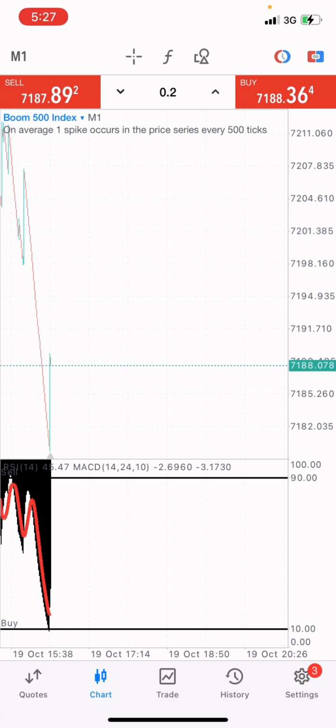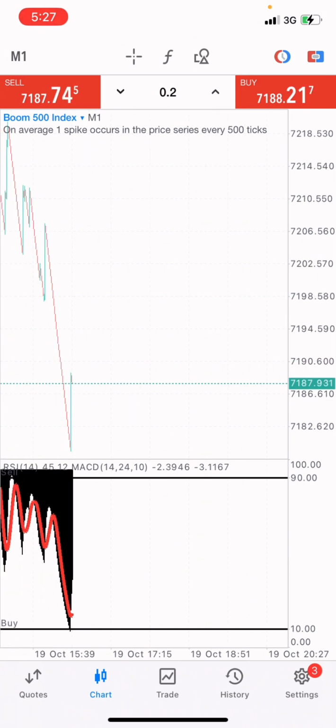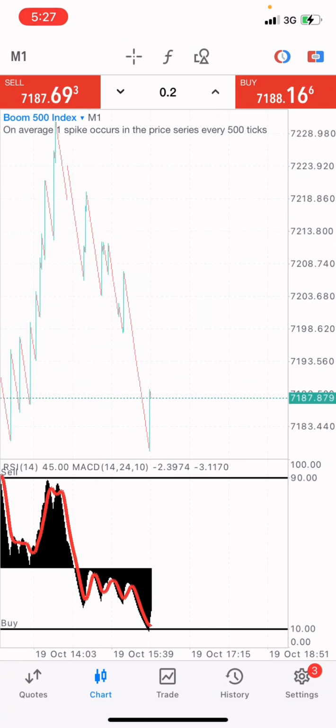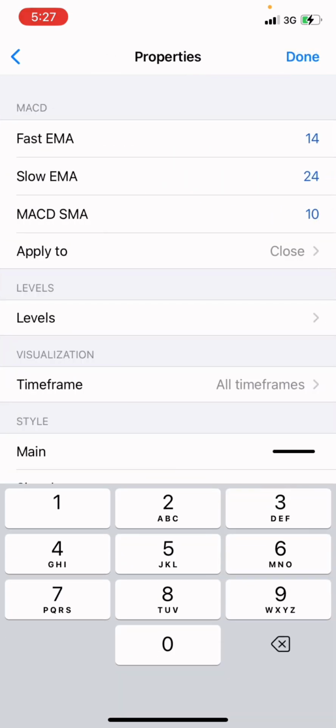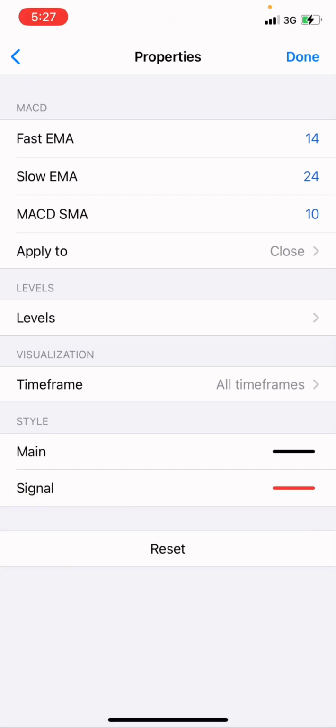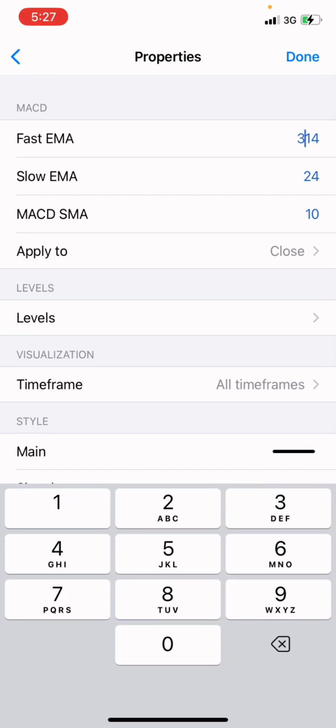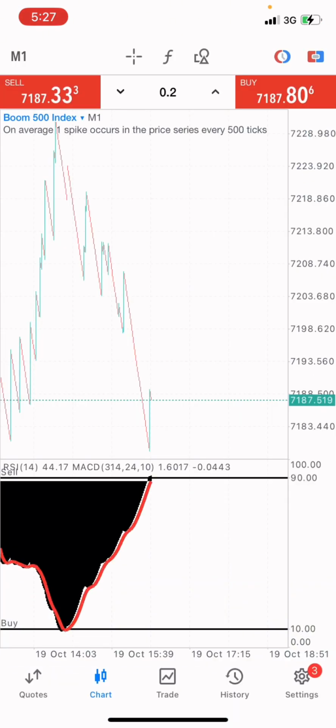Now for the boom 500 index market, you know that during the downward trend of the MACD, there's a lot of spikes. It depends on the way you set your parameters, because if you change the parameters on that MACD to another figure, the MACD will not signal a sell when price gets to the level of 90 again. For instance, let's change here. Let's add 314 and we'll click on done.